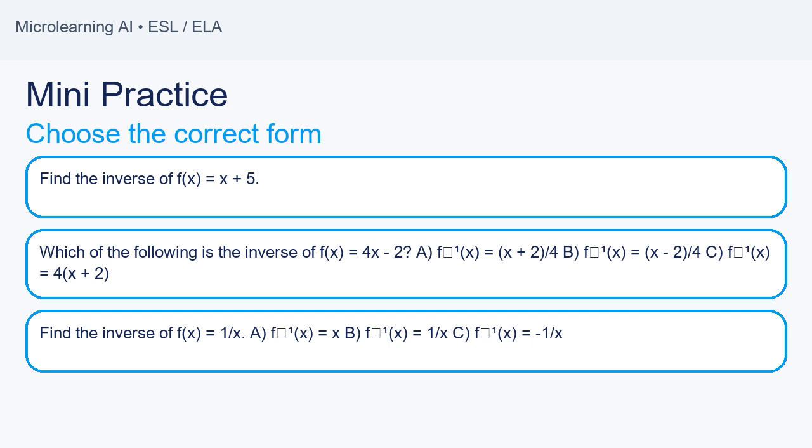3. Find the inverse of f(x) equals 1 over x. A. f⁻¹(x) equals x. B. f⁻¹(x) equals 1 over x. C. f⁻¹(x) equals negative 1 over x. Answer: B.